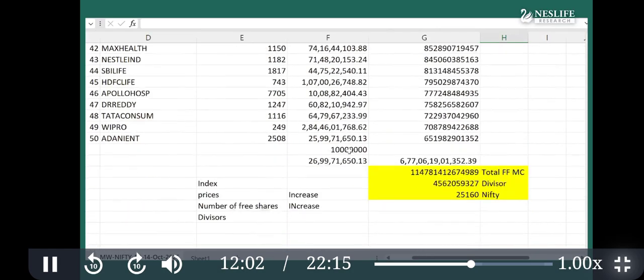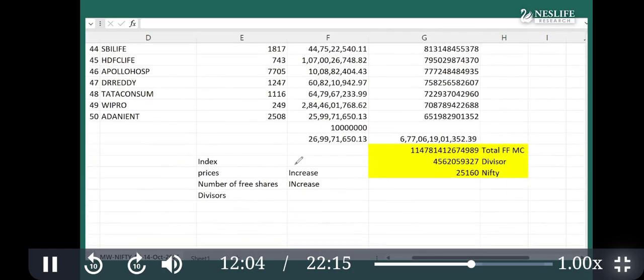Now you may ask, why will NSE allow the free float market capitalization to increase? So what NSE will do, NSE will change some numbers here, adjust some divisor, and then that will nullify the effect. Okay. So that index cannot be manipulated significantly by just changing the number of shares.